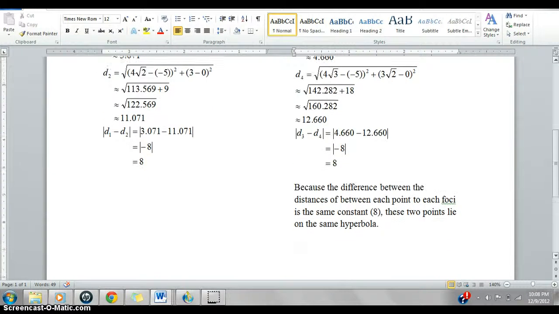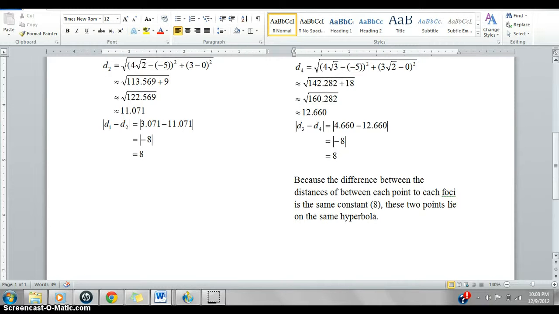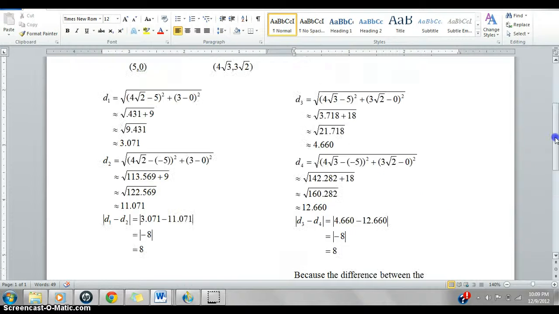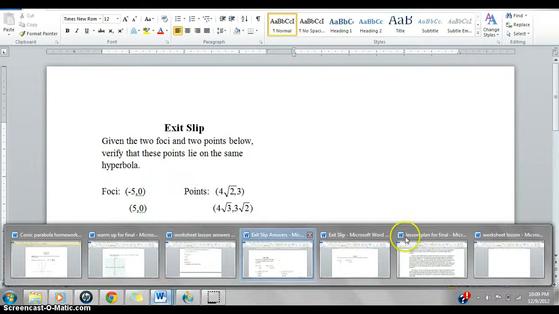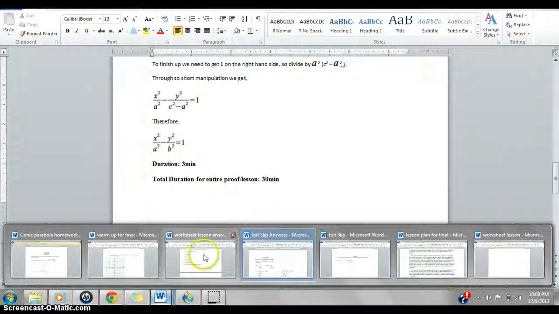So we say down here at the bottom, because the difference between the distances from each point to each focus is the same constant 8, these 2 points will lie on the same hyperbola, and that's basically what we were going for in our exit slips. So that's about all we worked through for this lesson.